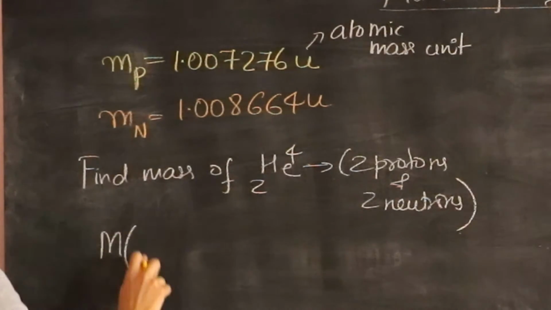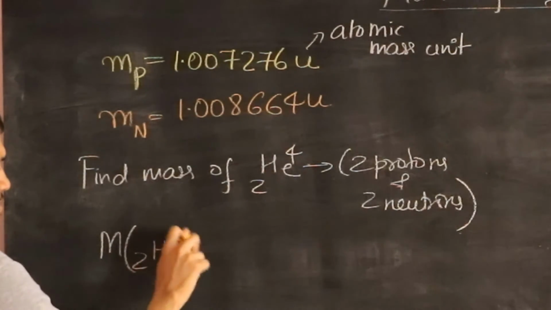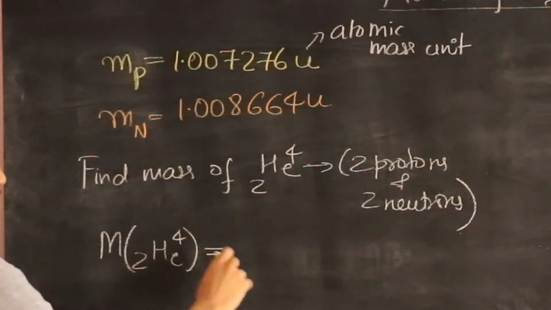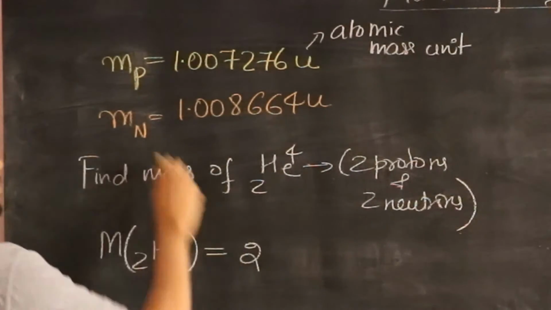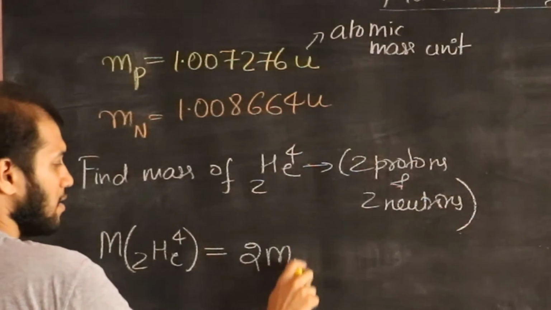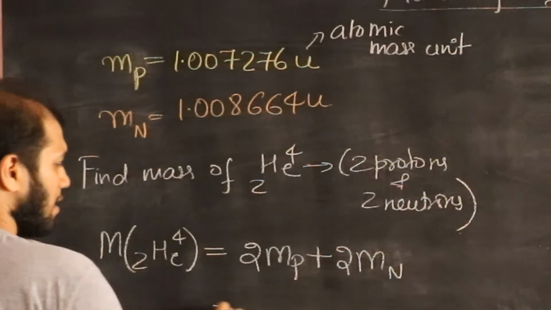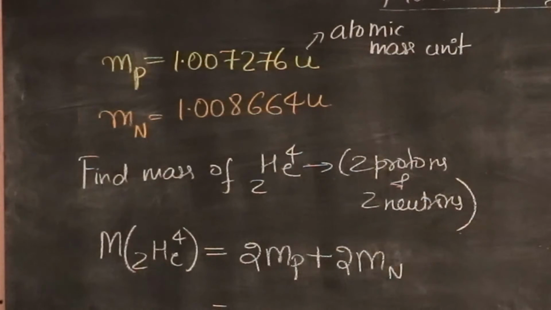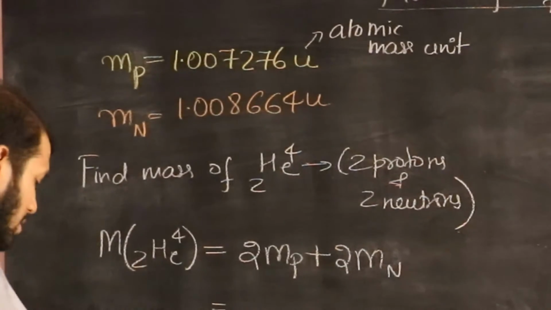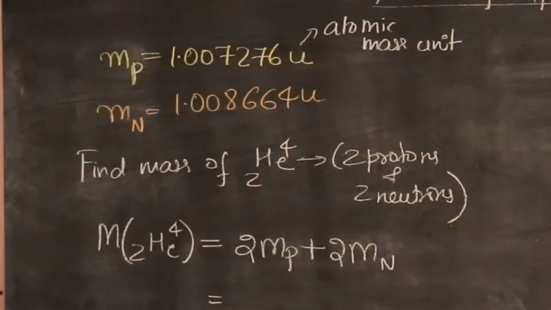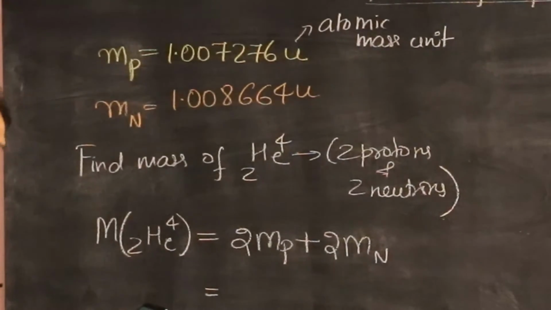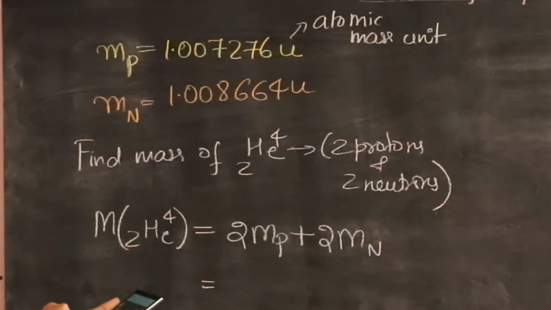The mass of the helium nucleus, 2He4, it's going to be, it has 2 protons, so 2 times the mass of the proton, plus 2 times the mass of the neutron. And all we need to do now is crunch in the numbers in our calculators. So let me do that. And you guys can do it yourself as well. You can pause the video and check whether all the calculations are right.